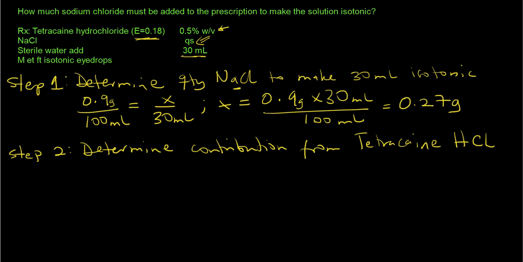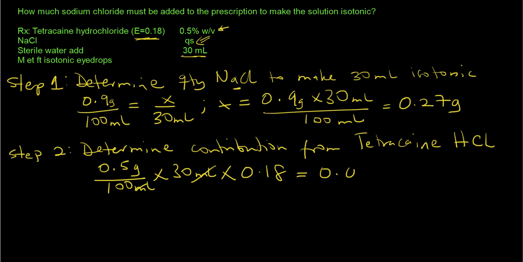Okay, so the way we will set that up is 0.5%, that's 0.5 grams in 100 ml, and we have 30 ml. So we're now in grams, and if we multiply that by the E value for tetracaine hydrochloride, that will end up giving us 0.027 grams. Now what this means is the tetracaine hydrochloride in this preparation is contributing an equivalent of tonicity of what 27 milligrams of sodium chloride would. So if we wanted to figure out how much sodium chloride would give the same amount of tonicity as 0.5% tetracaine hydrochloride, that number will be 0.027 grams or 27 milligrams.